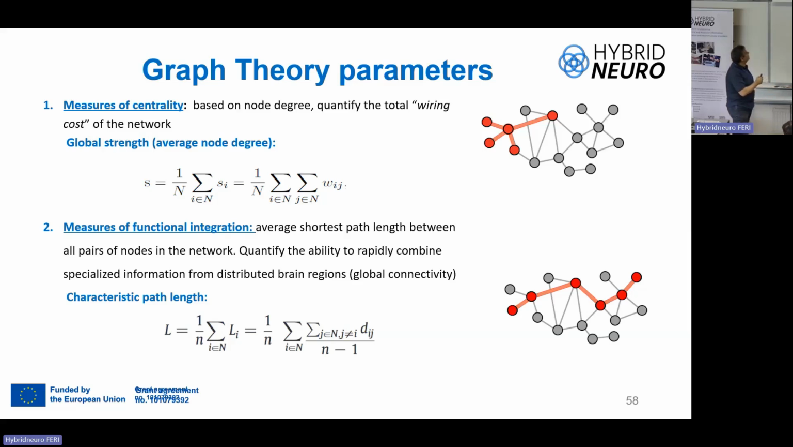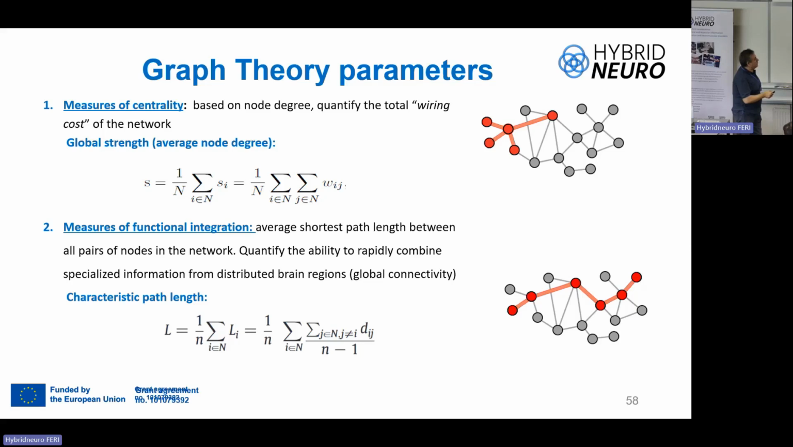The average node degree, the global strength. So the global strength, and then a measure of functional integration. For example, if you want to go from this electrode to this other one, which is the closest distance? This is the path length. The path length is this, but considering the weights. Distance is the inverse of the weight. If the weight is high, the distance is low, no? Because it's very close, because the conductivity is high.